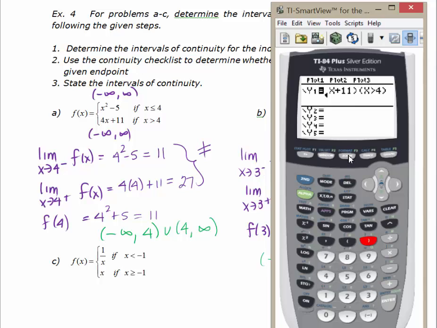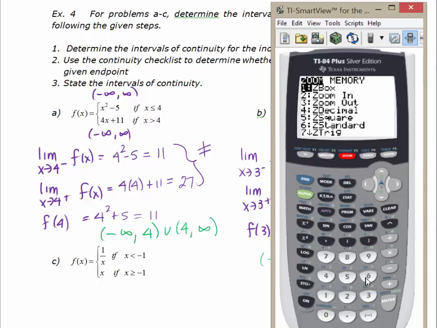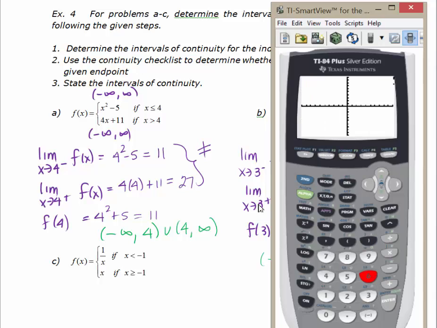Now I'm going to start by just doing a zoom 6, and I know already that this isn't going to show me the whole graph, but we can play around with this. So that's just giving me the parabola, but remember a zoom 6 just gives you a 10 by 10 window, and I already know that one of the functions has the value of f of 4 would be 11, and in the other function when I plug 4 in I'd get 27. So I need some larger values here on my y-axis.